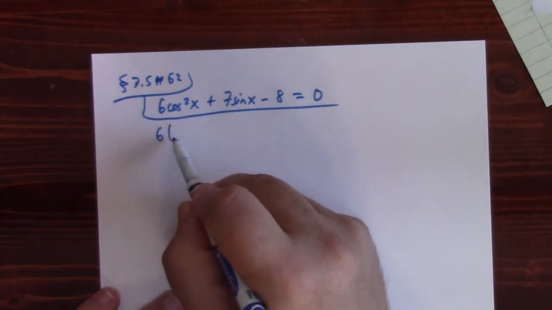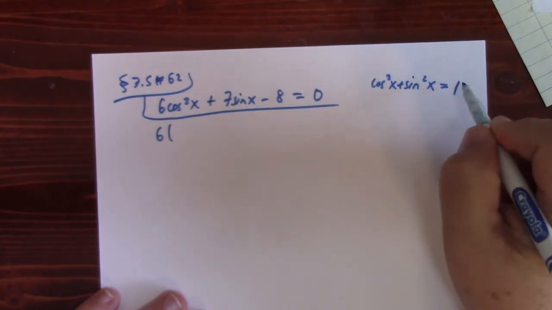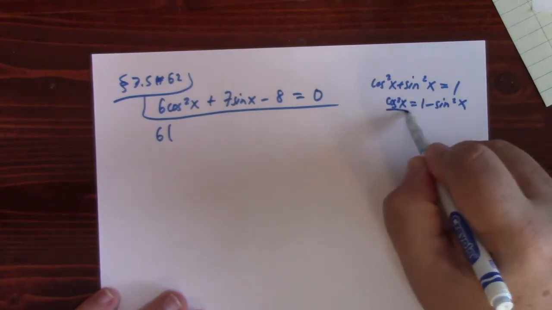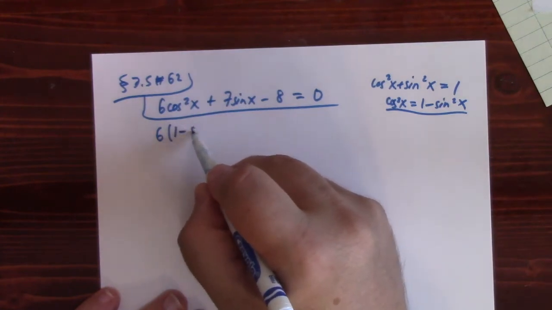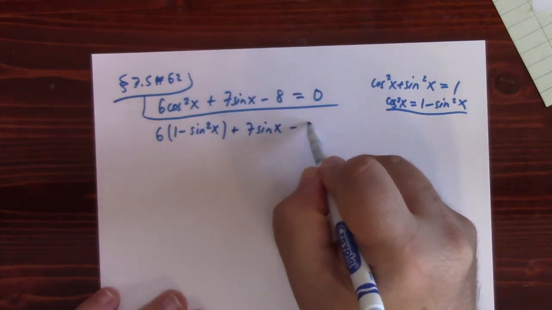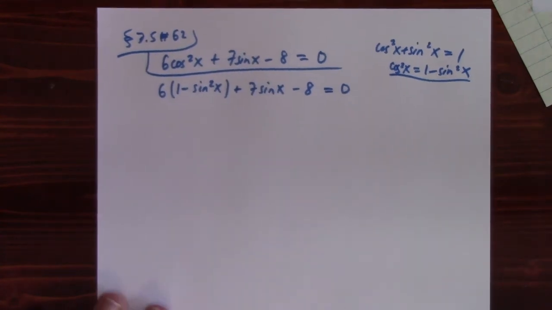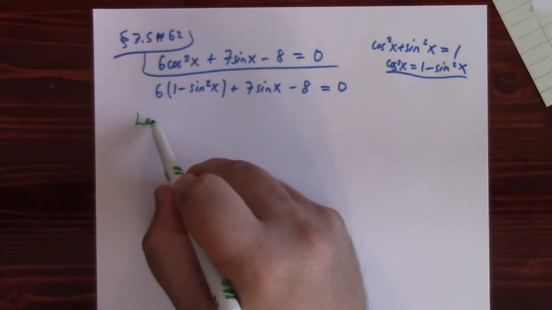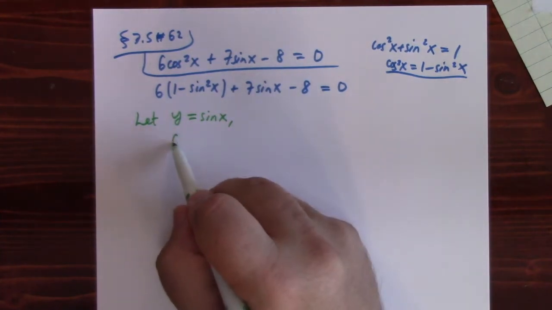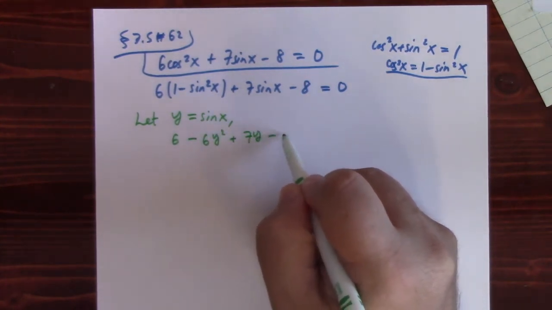All right. So what I would do, remember, cosine squared x plus sine squared x equals 1, right? So that means cosine squared x is 1 minus sine squared x, right? So use that to convert this cosine squared to 1 minus sine squared, because if I do that, then I've got a quadratic in sine, and once we have a quadratic equation in sine, we can make a substitution and solve this thing, right? So we let y equal sine x, then that gives us 6 minus 6y squared plus 7y minus 8 equals 0.